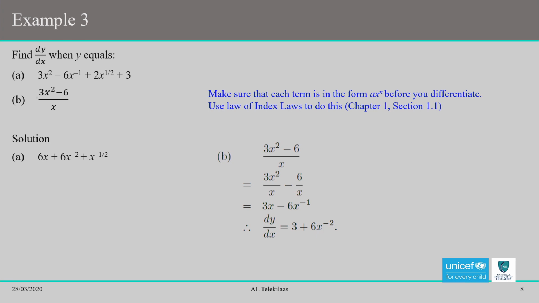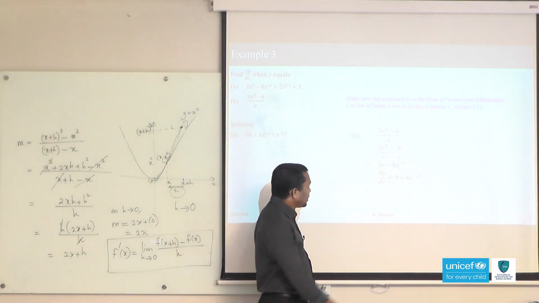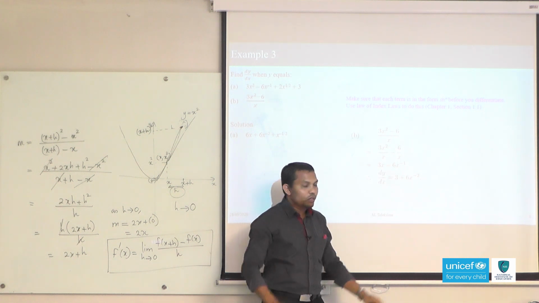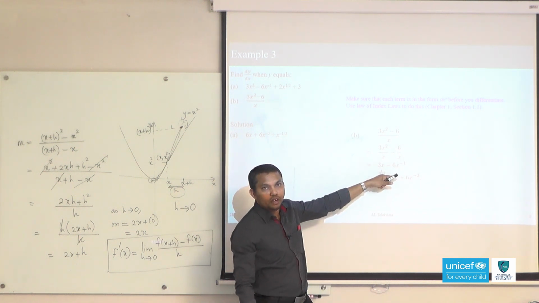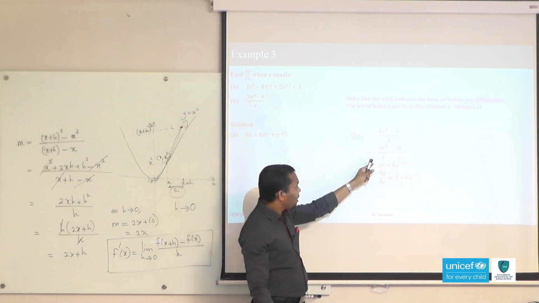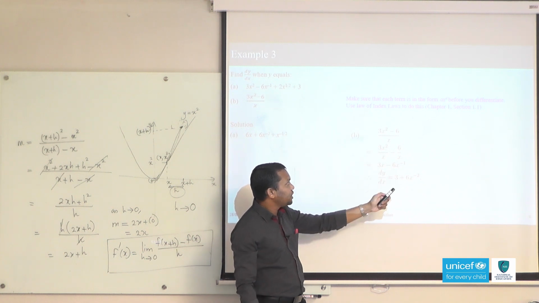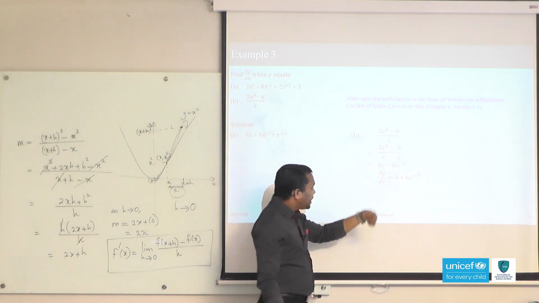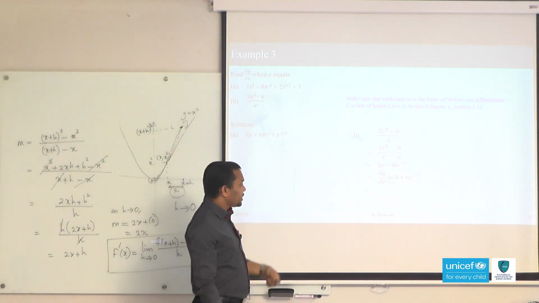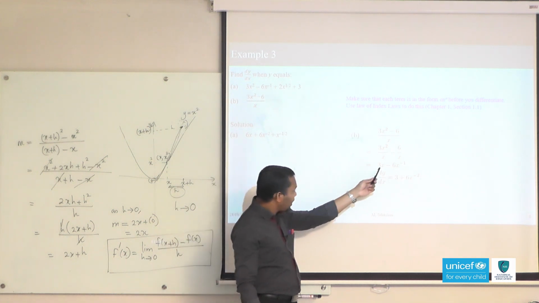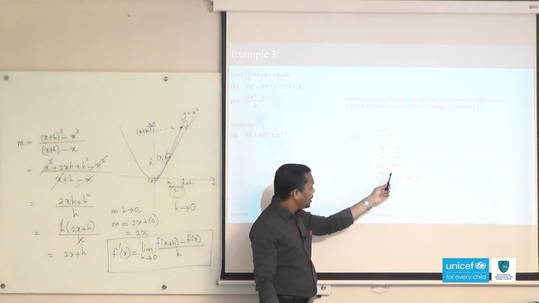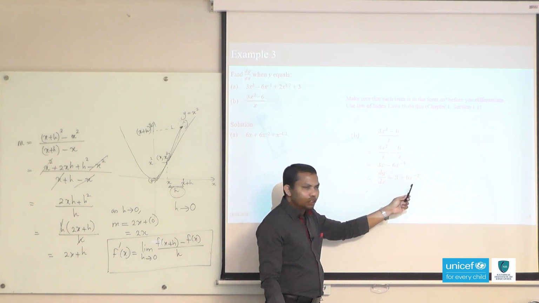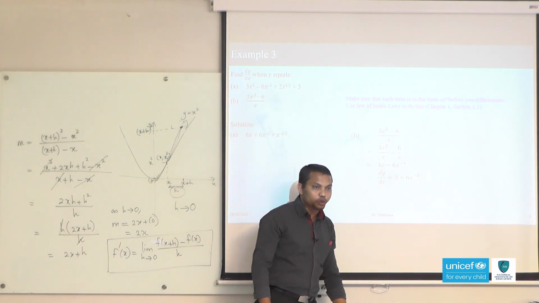Then use the laws of indices to simplify this expression. It gives you 3x minus 6x to the power minus 1. Be careful, we haven't differentiated that yet. It's just algebra, we have written every term in the form ax to the power n. Then you can apply the differentiation techniques that we have discussed. 3x when you differentiate is 3, minus 6x to the power minus 1 when we differentiate, we get plus 6x to the power minus 2.